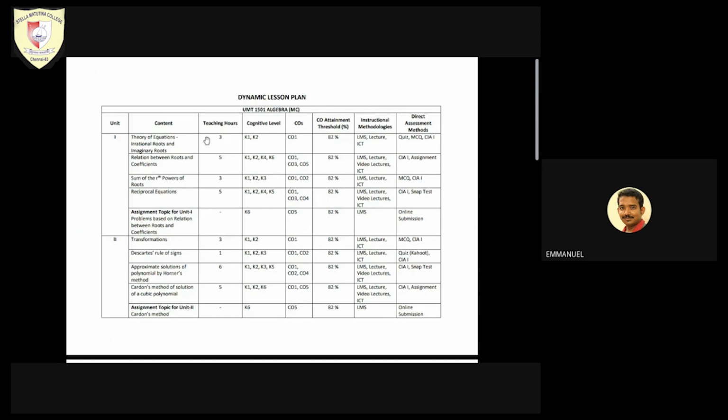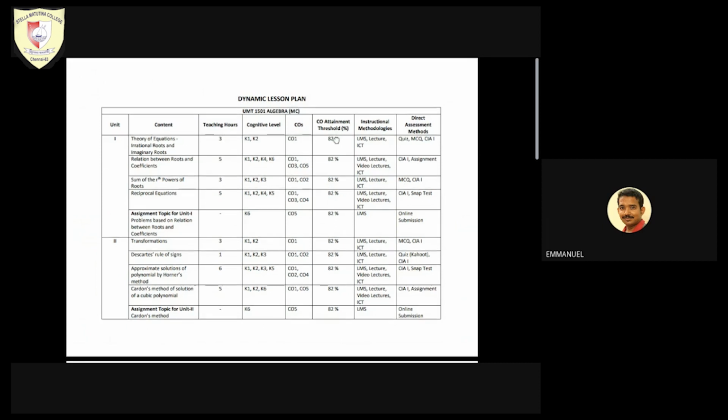For the first section, we note in how many hours we expect to complete it, and the cognition level corresponding to that particular section of that particular unit 1. If we put K1 and K2, it is definitely CO1.